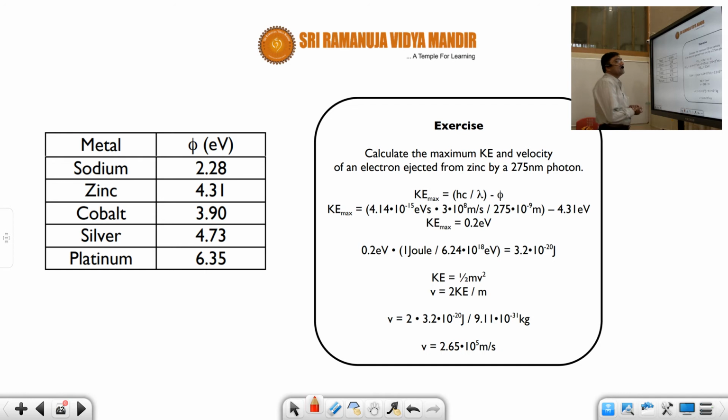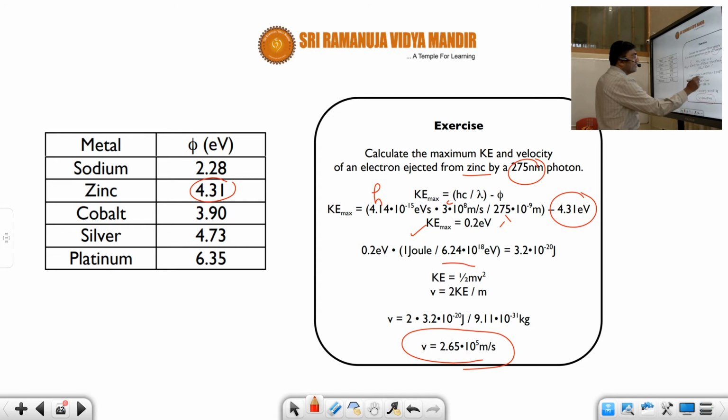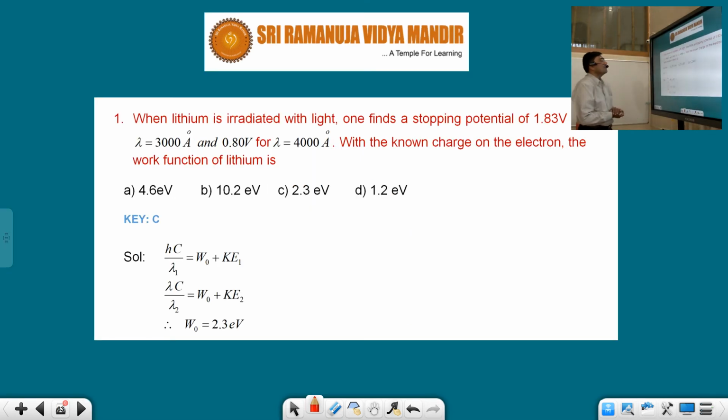Now in this case they have given zinc, same thing. The zinc work function is 4.31, so substitute that value here. This is hc by lambda, where lambda is given in nm, so you will get the maximum kinetic energy. I hope you understood. Further, you can find the velocity of the electron, because K is equal to half mv square. First find the kinetic energy, then find the velocity. Now let us move on to the next slide.